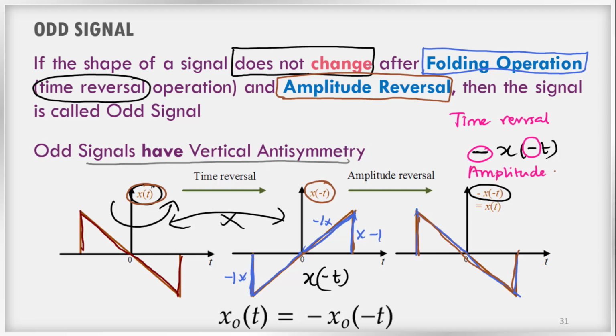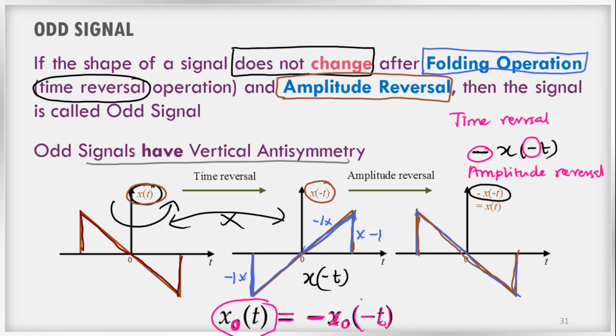We can say that if this condition is satisfied, that is x o of t. Why is it o of t? This o indicates this is an odd signal. x o of t is equal to minus of x o of minus t. Then that signal is an odd signal.